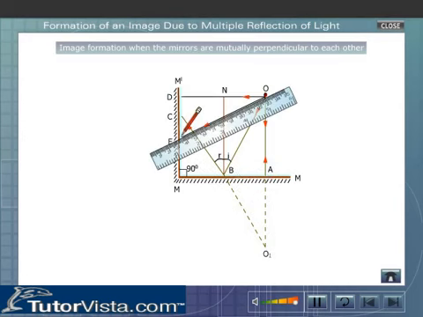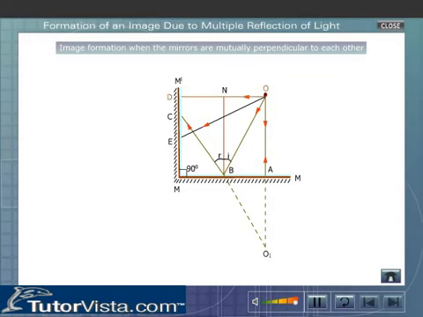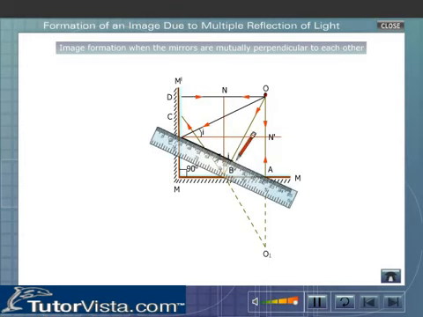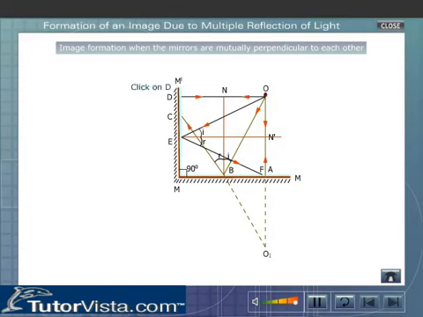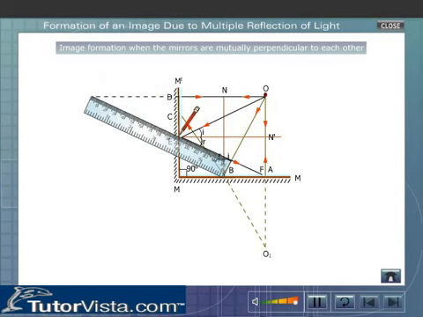OD and OE represent the rays that are incident on the mirror MM'. OD, being normal, retraces its path. OE makes an angle i with the normal and gets reflected along EF according to the laws of reflection. Extend the reflected rays OD and EF backwards. They meet at O2. O2 is the virtual image of O.